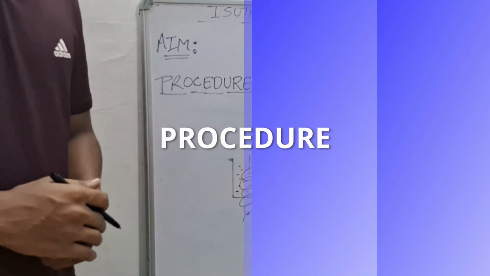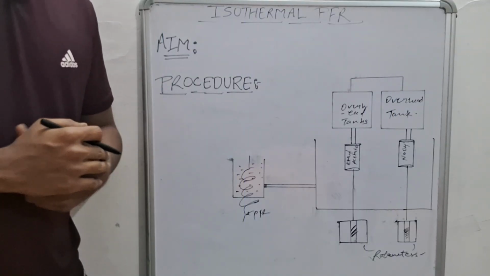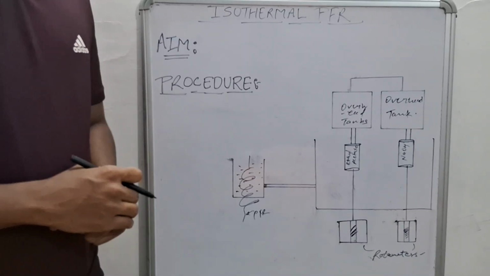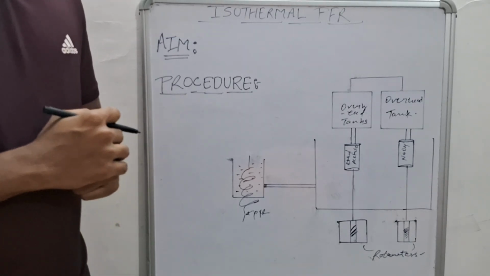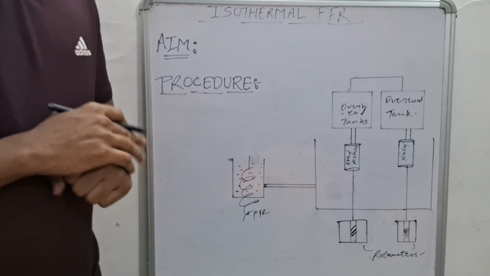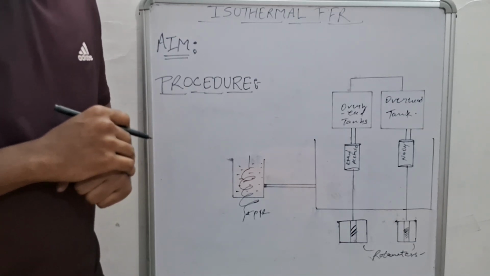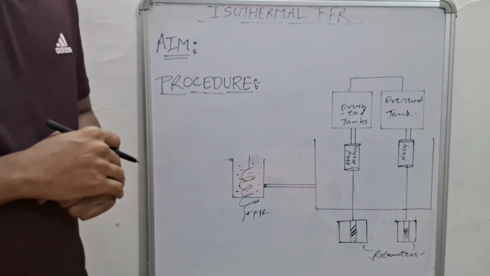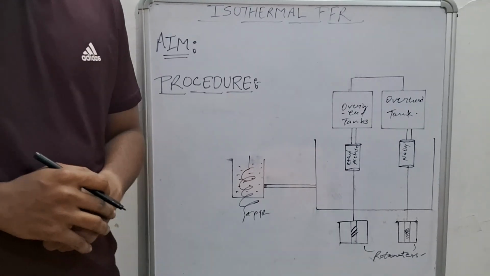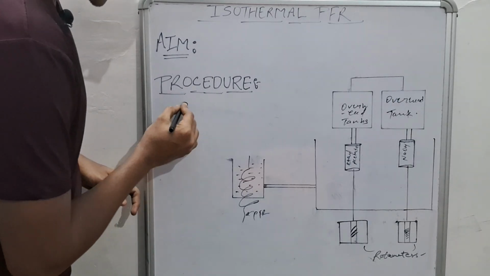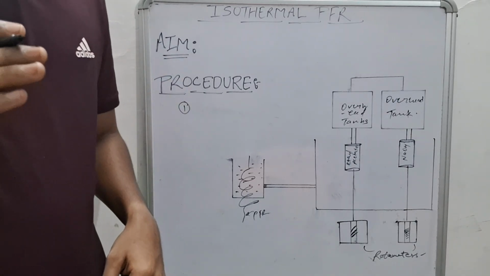So after discussing theory in detail, let's proceed further to the procedure. This section of the video will guide you through a step-by-step procedure for conducting a reaction in a continuous stirred tank reactor, or CSTR, with NaOH and ethyl acetate. So let's see step 1. Step 1 is basically preparing the solutions.